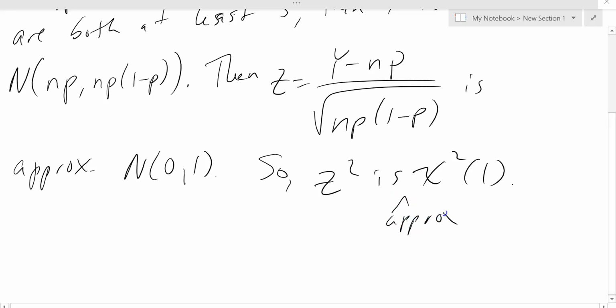All of this is approximately. I don't have an honest to goodness standard normal variable, or a normal distribution. We had a binomial. We said it was approximately normal. All right, so this is approximately chi-square of 1.